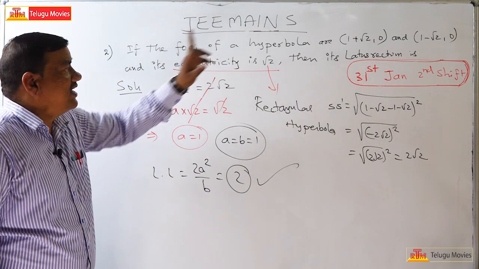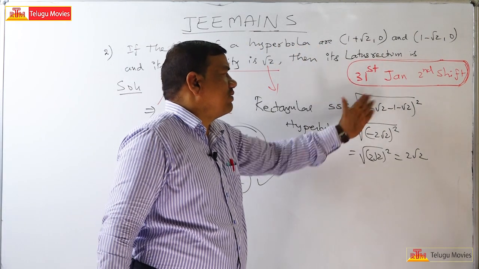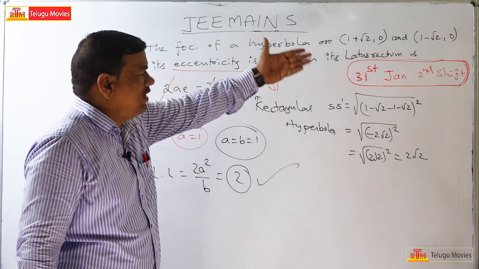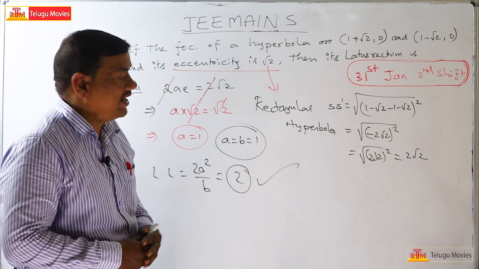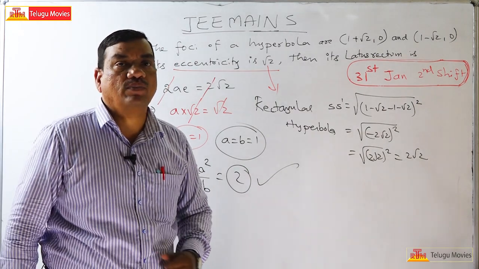And the second thing is the distance between the foci is 2AE. So I have to find out the distance using the formula, root of (x2 minus x1) whole square plus (y2 minus y1) whole square, which means 0, 0, 1 plus root 2, 1 minus root 2. The distance is 2 root 2. We can directly say. Okay, now right. I hope that you understand this solution. Let us move to the next problem.